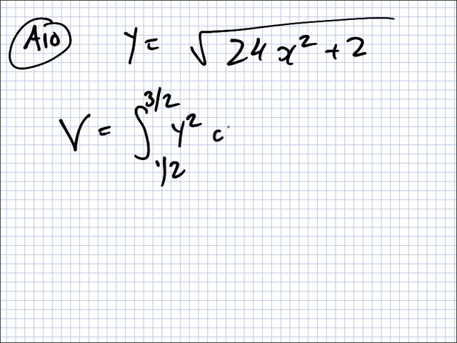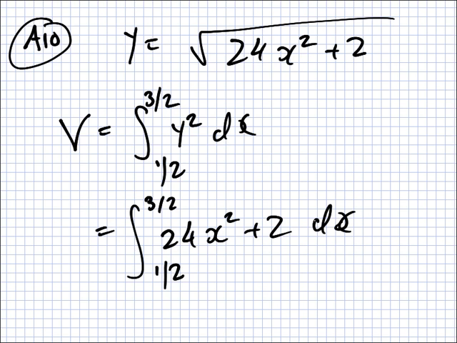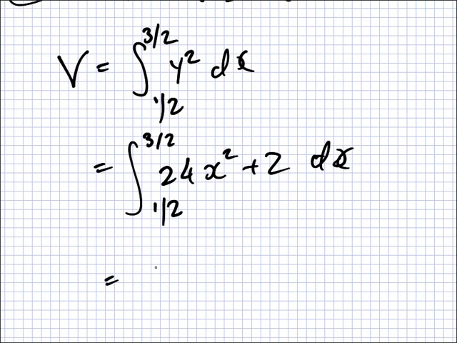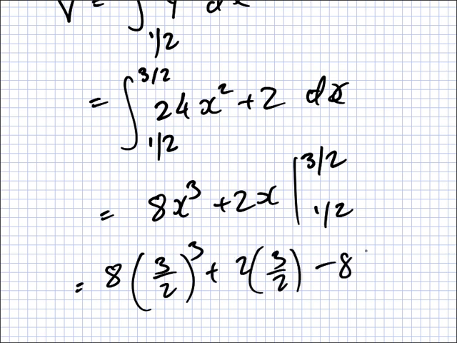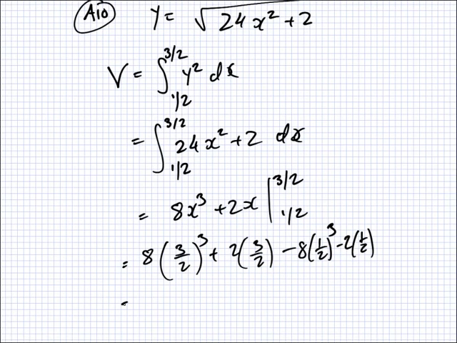So here you put y squared. But y squared is 24x squared plus 2. So what would that be? That would be 24 over 3, what's that, 8x cubed plus 2x, and the limits are a half and 3 over 2. If you put in 3 over 2, and then you put in a half. So what do we get here? That would be 27 plus 3 minus 1 minus 1. Is that right? Is it 28? 28.